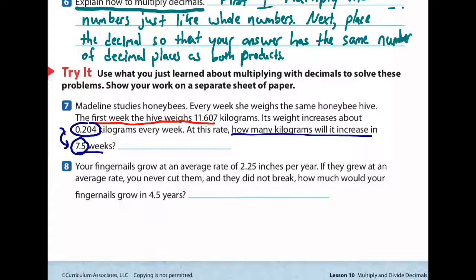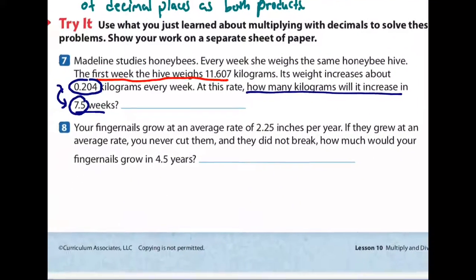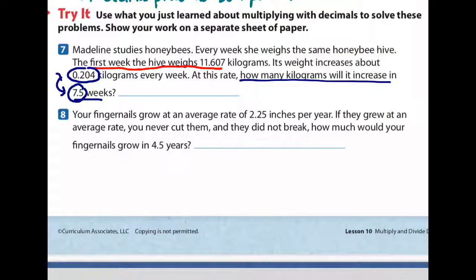Now here is your option. You could do it traditional. You can do it lattice. You can do whatever you want. Just don't use a calculator. I will do it both traditional and lattice, just so you know. All right, pause the video. Do number 7. Restart it when you're ready. Go.